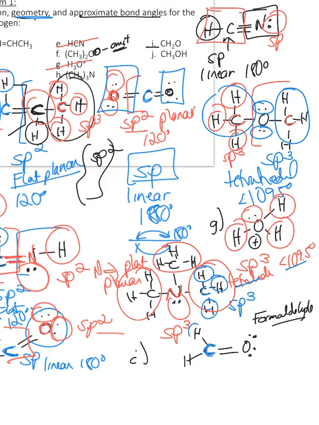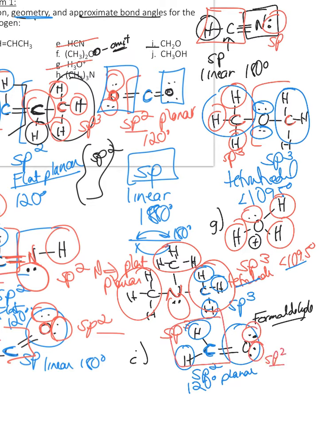Okay, so let's count the carbon. We have 1, 2, 3 things. So this carbon is going to be sp2, because you add the superscripts together, sp2, and that is always 120 degree bond angles, and it's going to be planar. So it's flat, like a piece of paper. The oxygen has 1, 2, 3 things, so it's also sp2 and planar.